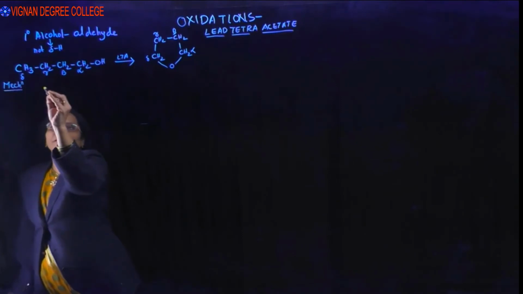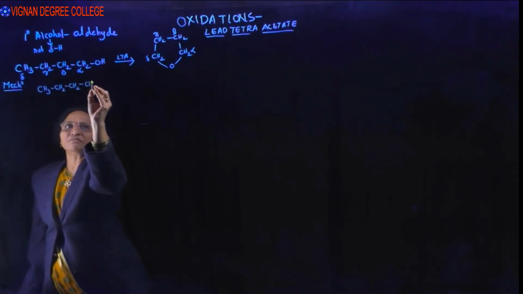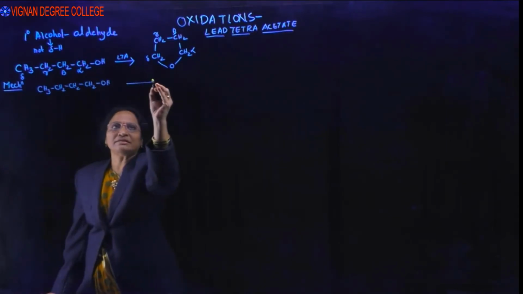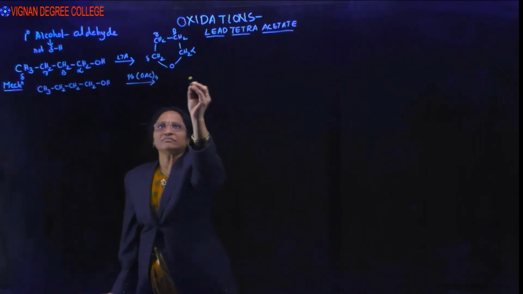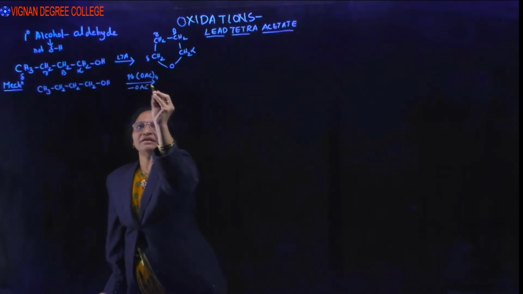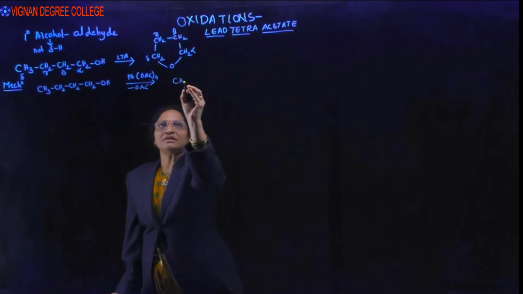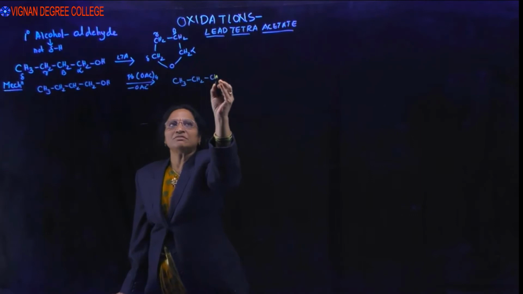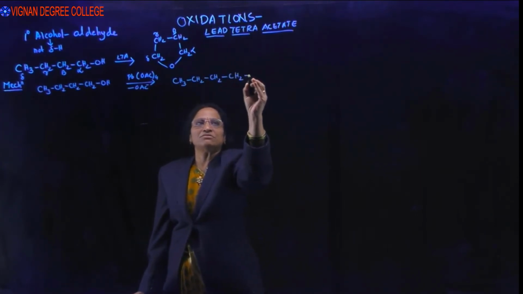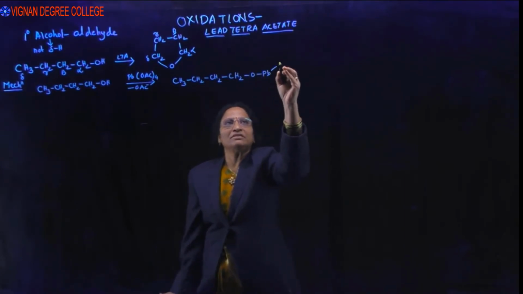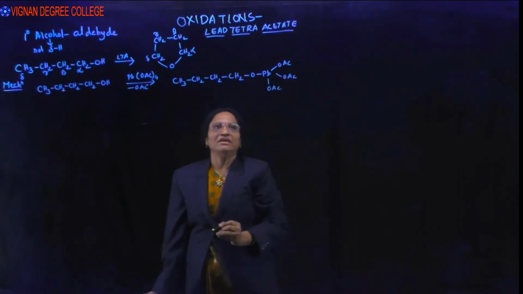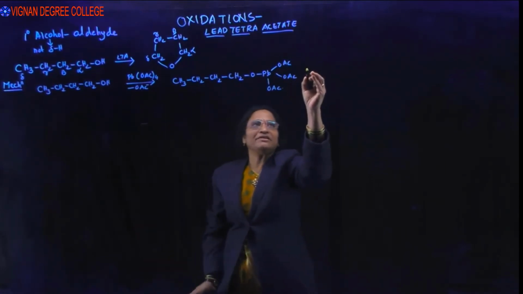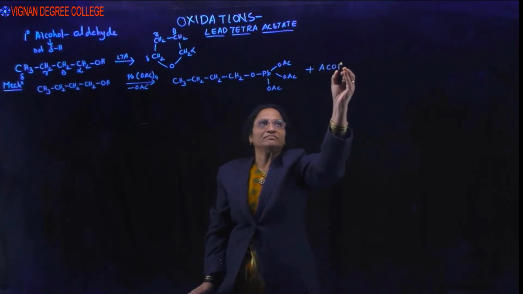So if you see the mechanism of the reaction, primary alcohol as usual undergoes oxidation by using lead tetraacetate. Similarly, elimination of acetate ion to give CH3, CH2, CH2, CH2O lead with the 3 acetate ions. And this acetate ion reacts with the hydrogen to give acetic acid as the product.